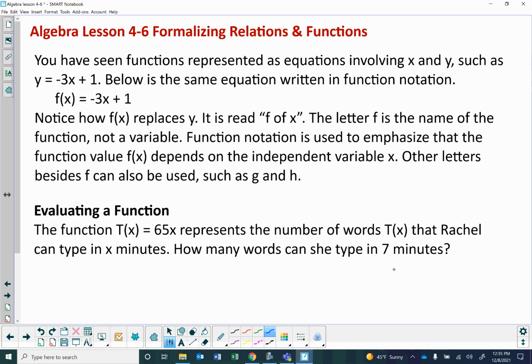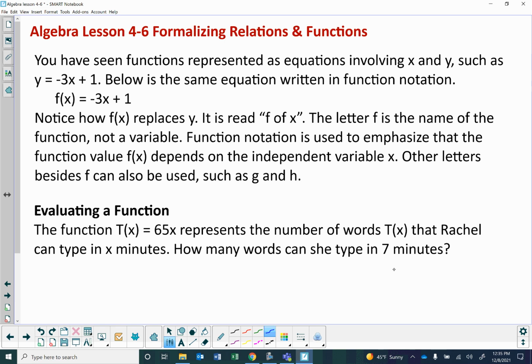All right, we have seen functions represented as equations involving x and y, such as y equals negative 3x plus 1. Below this is the same equation written in what we call function notation. Function notation, you just replace the y with the term f of x. It looks like f multiplied by x, but it's not, it's read f of x. So y equals negative 3x plus 1 is the same as saying f of x equals negative 3x plus 1. Right? The letter f is the name of the function. It's not a variable.